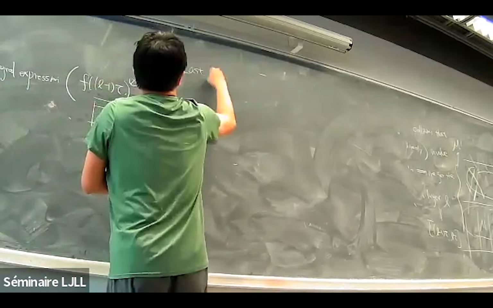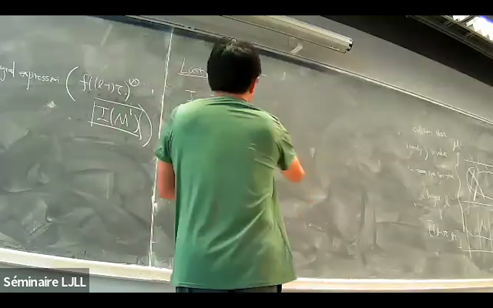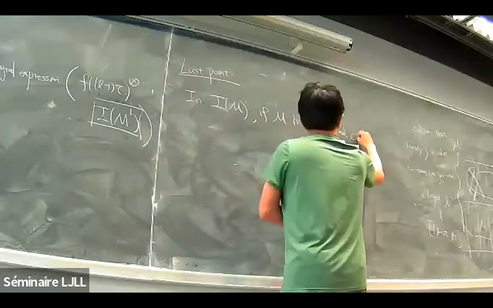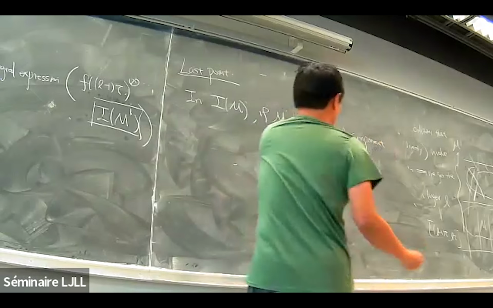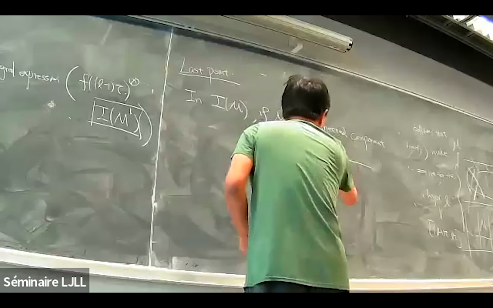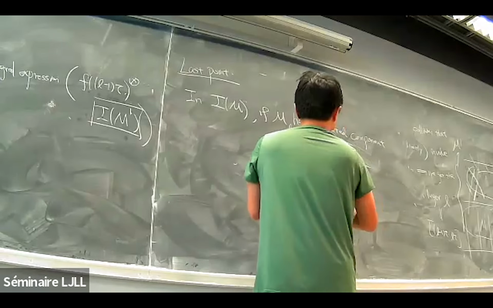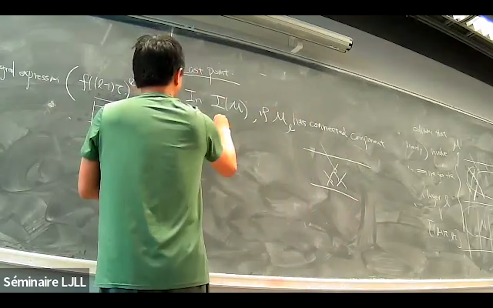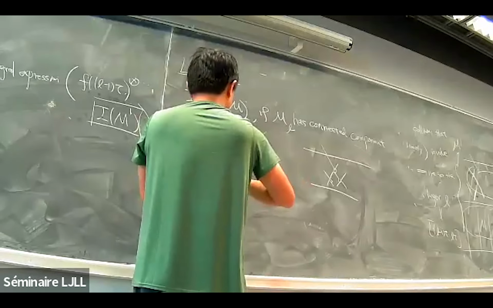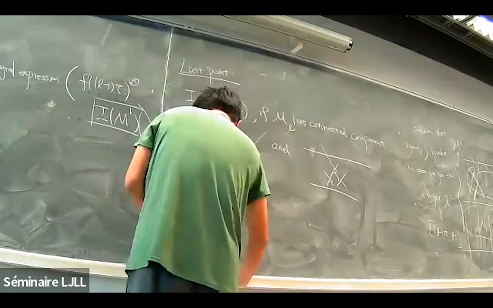One last point in I of M. If M has a connected component, let's say, really ML has a connected component where you have only one blue, whatever you do, and no red. What does this mean?